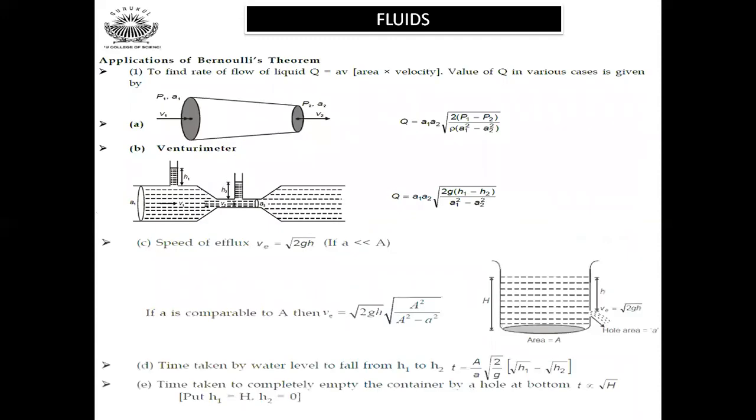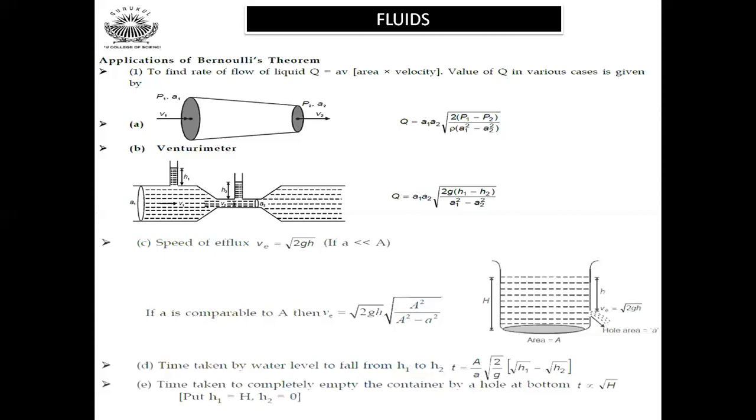Now the applications of Bernoulli's theorem. We have the first equation, that is the value of Q. Q is the rate of flow of fluid, which is area into velocity, and it is given in different cases here. So it will be Q equals A1 A2 into root of 2 into (P1 minus P2) divided by rho into (A1 square minus A2 square). So this is for the first case.